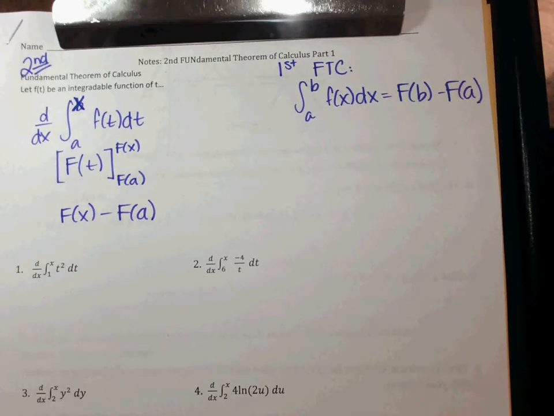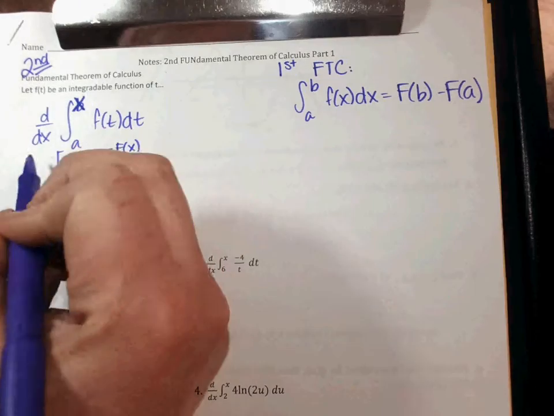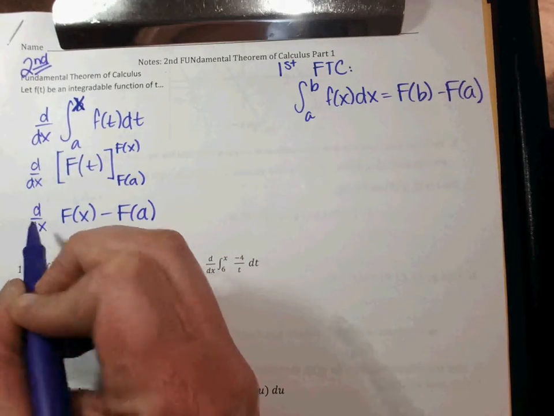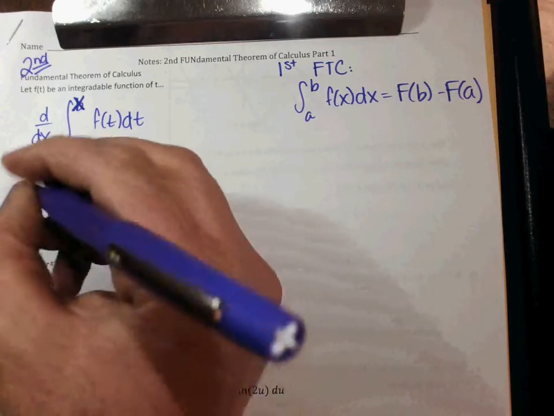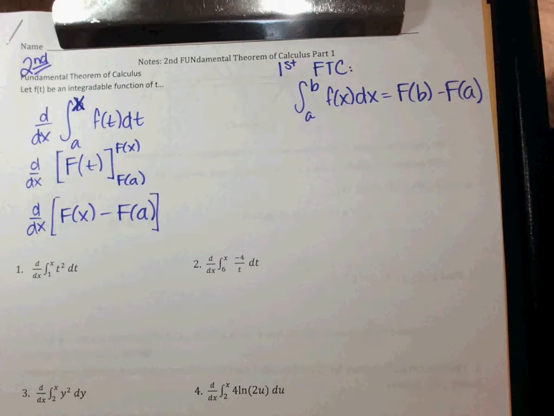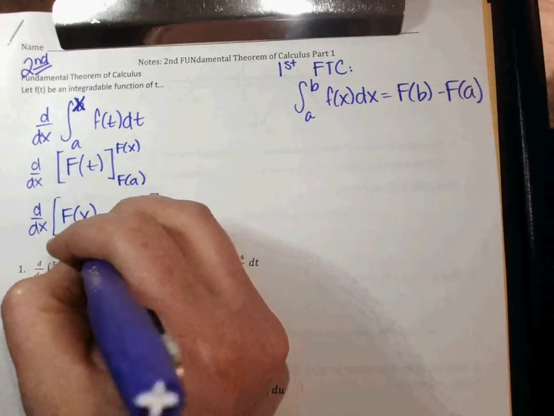Now, everything's the same, except I'm going to go back and write in, what are we going to take at the end? The derivative. Now, when you take the derivative of capital F, which is the antiderivative of little f, what do you get? The derivative of the antiderivative is just back to f of x.